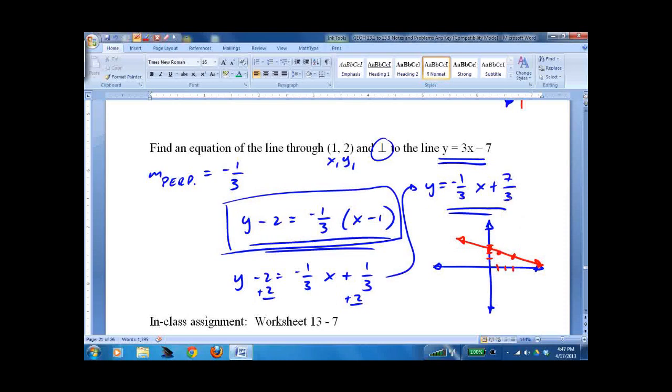Is it perpendicular to 3x minus 7? Minus 7, 1, 2, 3, 4, 5, 6, 7, up 3 over 1. Yeah, looks like it's perpendicular. All of that's window dressing. If this is the problem you're asked, that's the problem you answer. So that's it. Point slope at 100 miles an hour. Good luck.